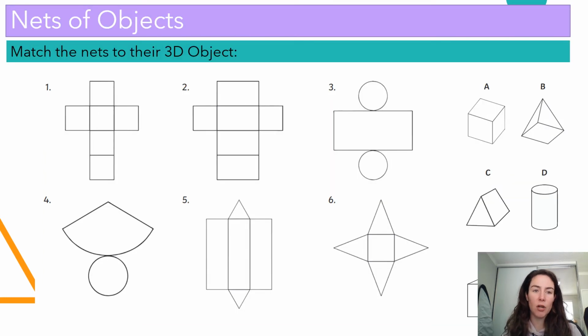All right, first thing we're going to do is we're going to match the nets to their 3D objects. So one we can do already because we already looked at it in our learning intention is the net here, number 1, is going to match with A for the cube. So all you need to do is write down the heading nets of objects matching, something like that, and then you can just write the number 1 and then A for matching to the letter of the shape, the 3D object that the net matches with.